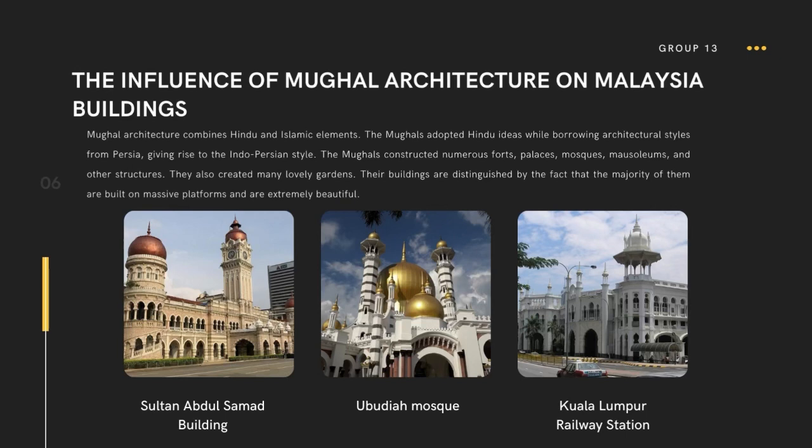Mughal architecture combines Hindu and Islamic elements. The Mughals adopted Hindu ideas while borrowing architectural styles from Persia, giving rise to the Indo-Persian style. The Mughals constructed numerous forts, palaces, mosques, mausoleums, and other structures. They also created many lovely gardens. Their buildings are distinguished by the fact that the majority of them are built on massive platforms and are extremely beautiful.